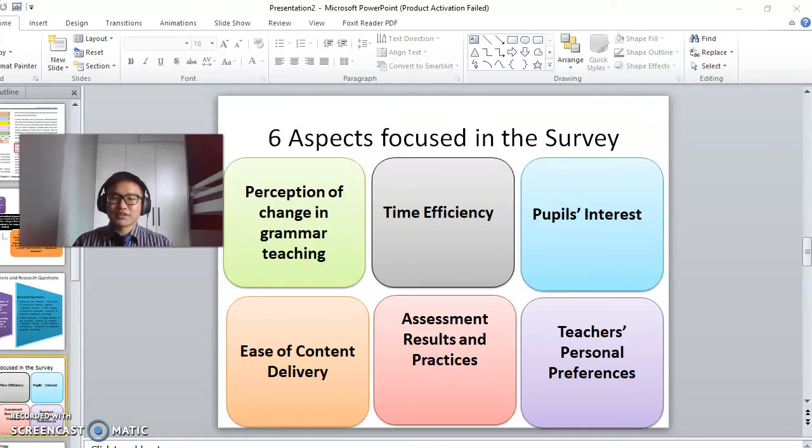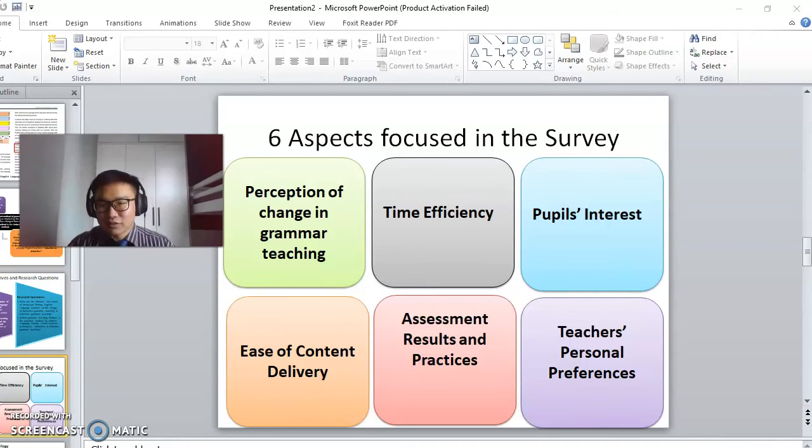To solve my research questions, I conducted an online survey. This online survey is a 4-point Likert scale, which is strongly disagree, disagree, agree, and strongly agree, and is regarding teachers' attitudes and beliefs on the change of grammar teaching. I focused the survey questions onto 6 different aspects of grammar teaching effectiveness and their preferences. You can see these are the 6.